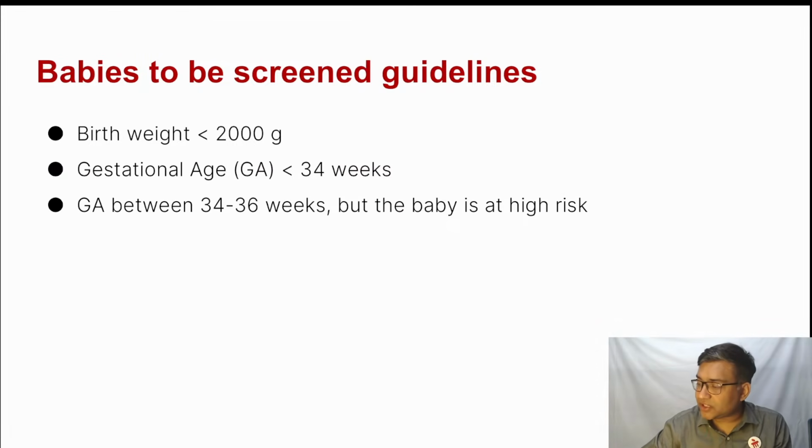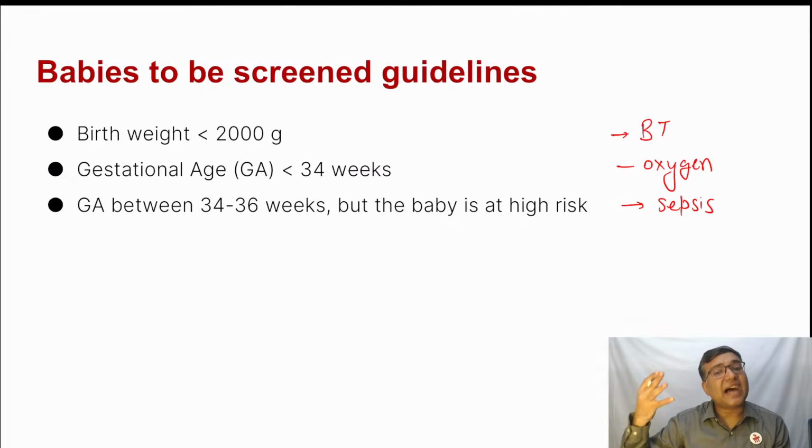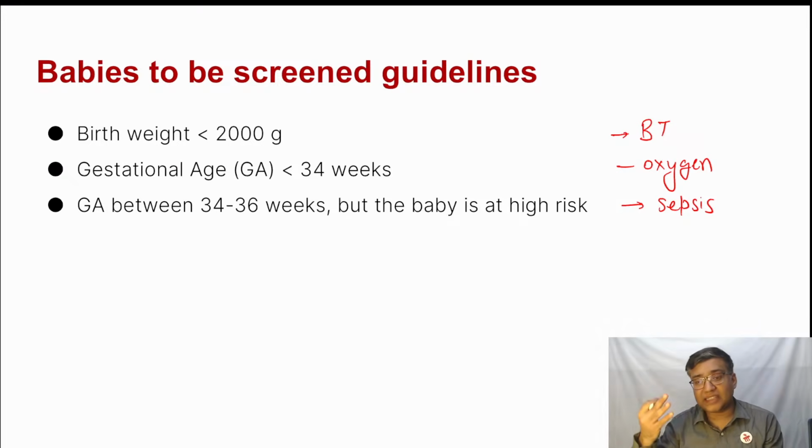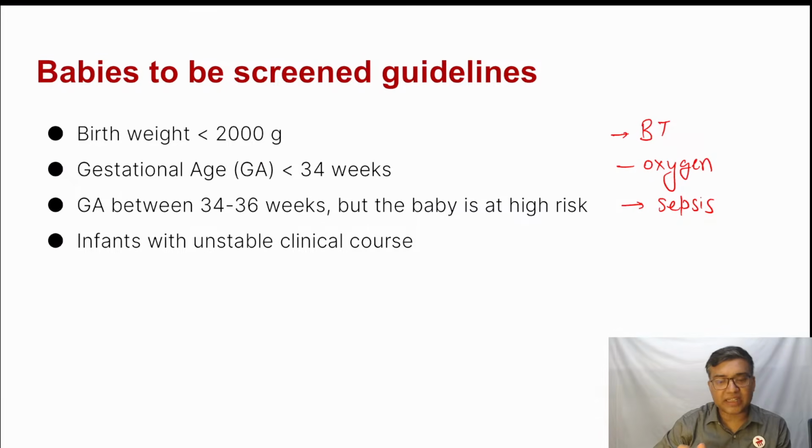Let's say the patient is on blood transfusion, he is on supplemental oxygen therapy, or the patient got sepsis. So these are the various high risk conditions. If the patient is having that, or if the pediatrician is not very sure about the clinical course, then any child, even if the history of gestational age is not very collaborating with the child, he can refer the patient even if it is more than 36 weeks. So that is a pediatrician's call. Infants with an unstable clinical course can be sent for ROP screening.